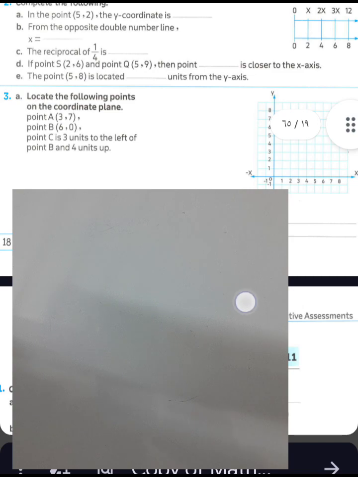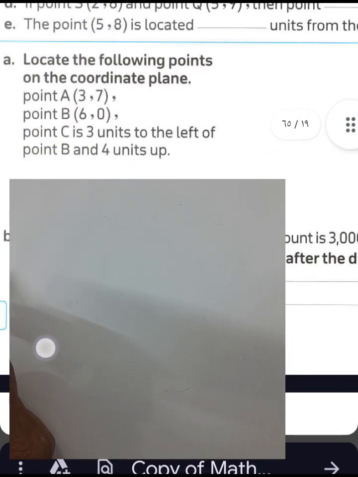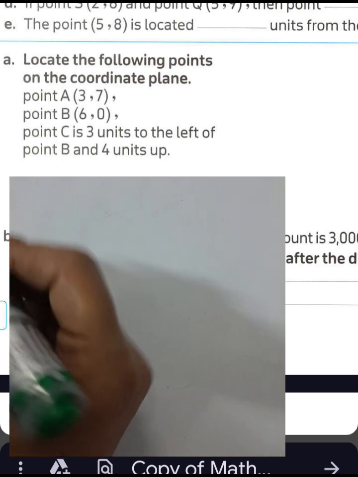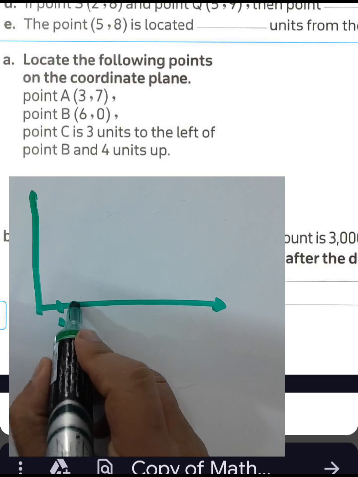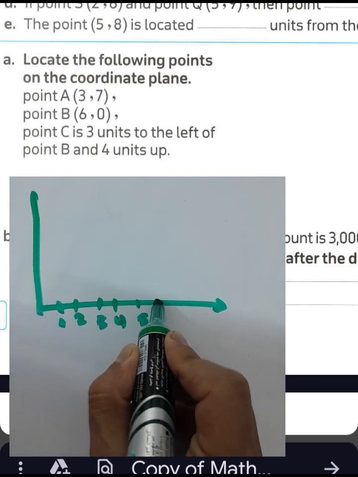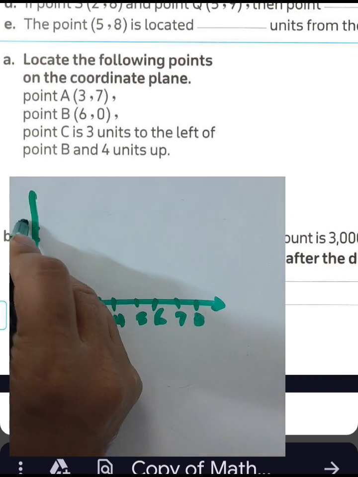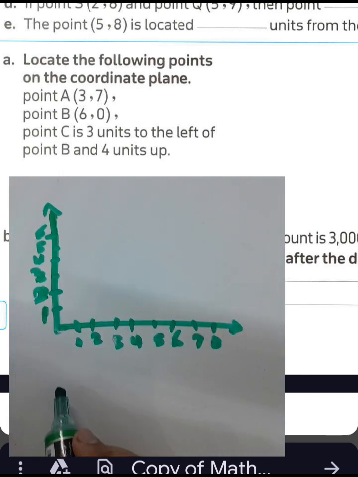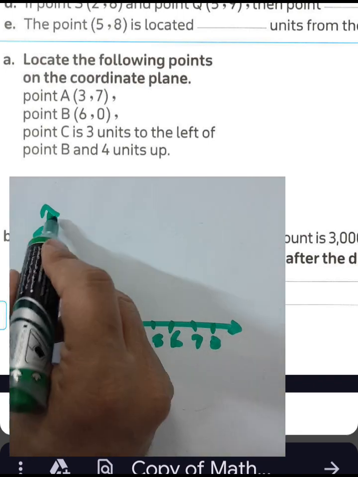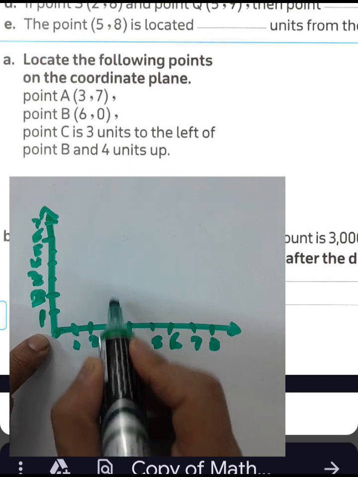Question number 3. Locate these points in the coordinate plane. Okay, we have the coordinates 1, 2, 3, 4, 5, 6, 7, 8, and 1, 2, 3, 4, 5, 6. Okay, first point 3 and 7. Going from 3 to 7: 3 here, start from 0, going to the right 3 and up 7.